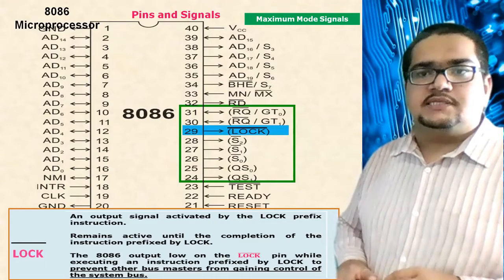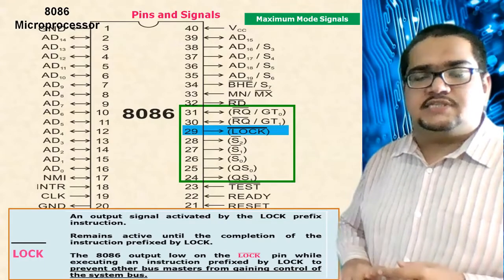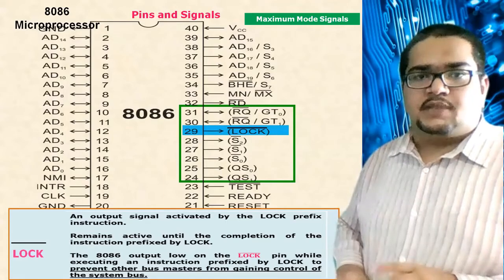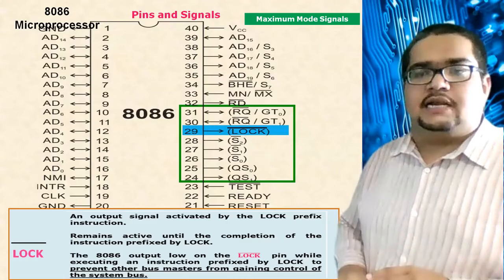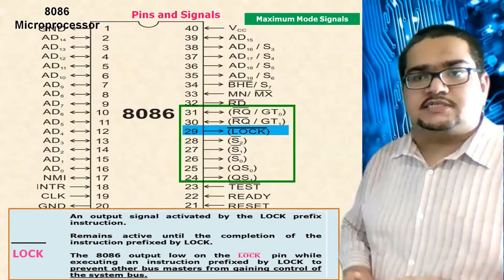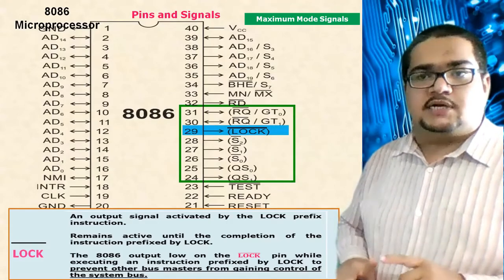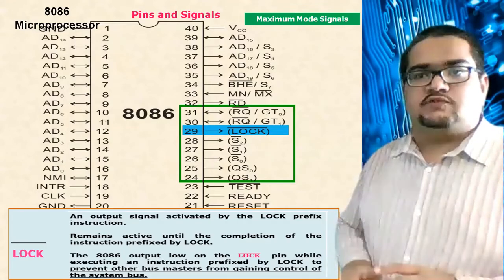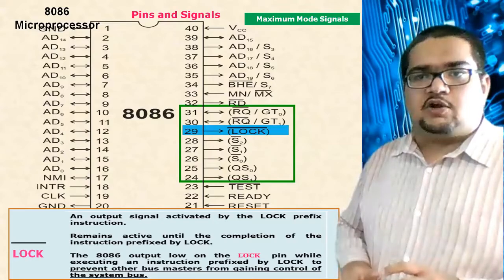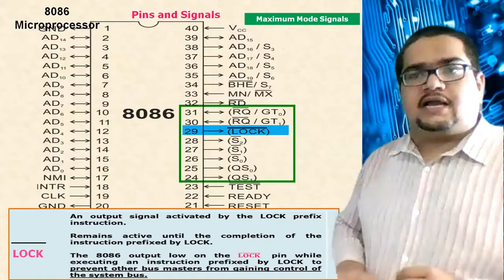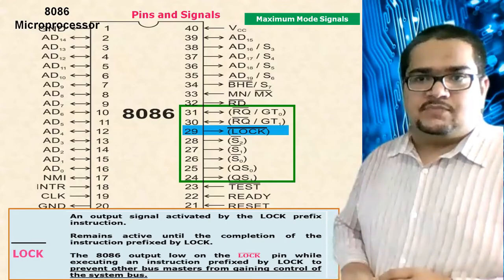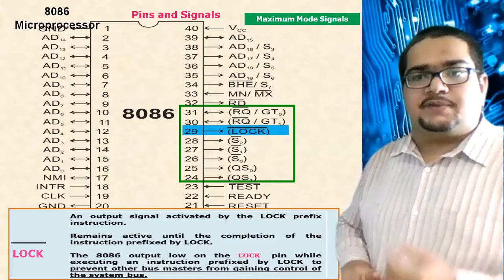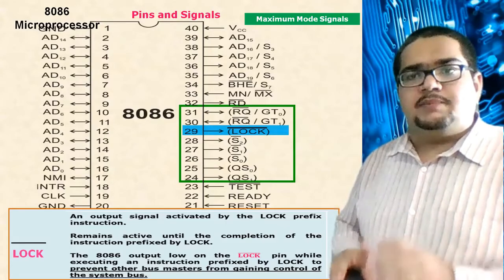So in all those cases, what the processor will do is generate this one signal, the lock signal. It will generate a low on this signal, active low it is, indicating to the other processors in the system and also to the bus master, bus controller 8288, that the particular processor has now locked the access of the system bus. At that moment, nobody can take away the bus access from that processor. It will be locked till the instruction which is given with the prefix LOCK is executed.